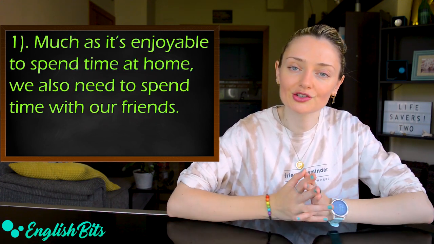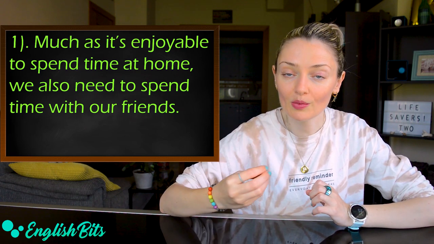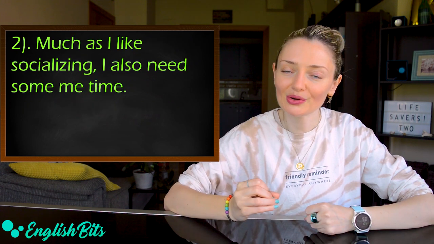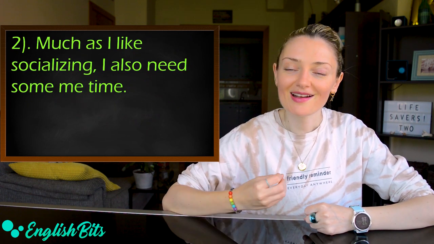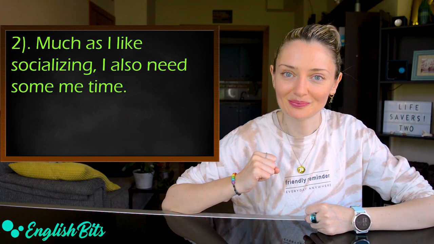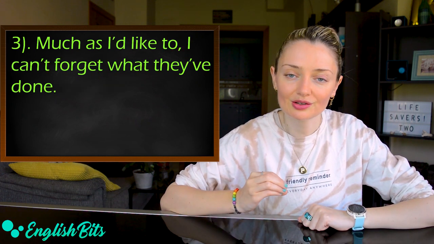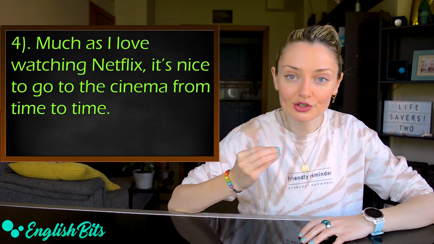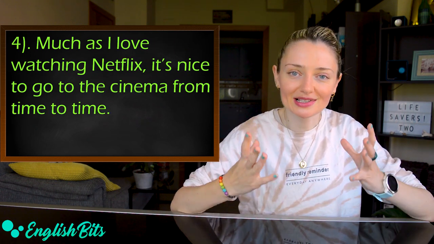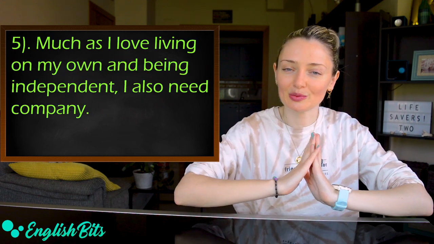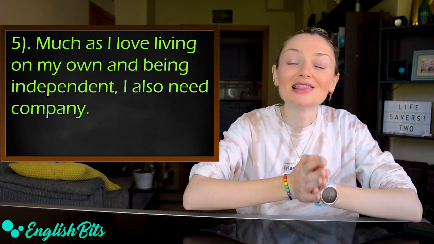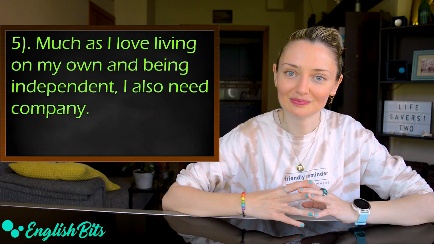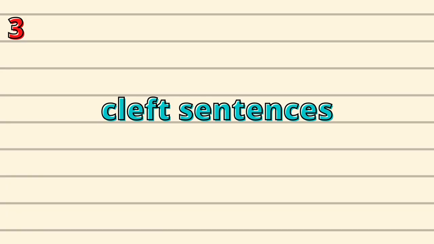The first one, much as it's enjoyable to spend time at home, we also need to spend time with our friends. Number 2, much as I like socializing, I also need some me time. Number 3, much as I'd like to, I can't forget what they've done. Number 4, much as I love watching Netflix, it's nice to go to the cinema from time to time. And one more example, much as I love living on my own and being independent, I also need company.